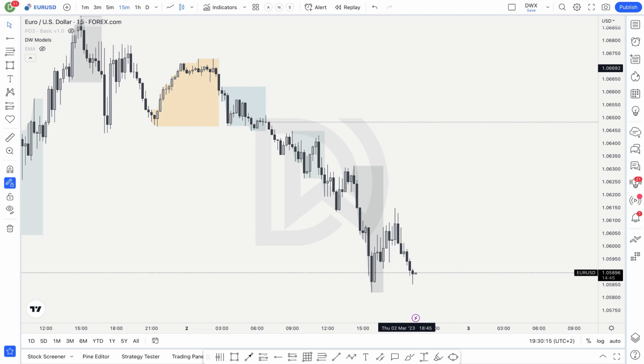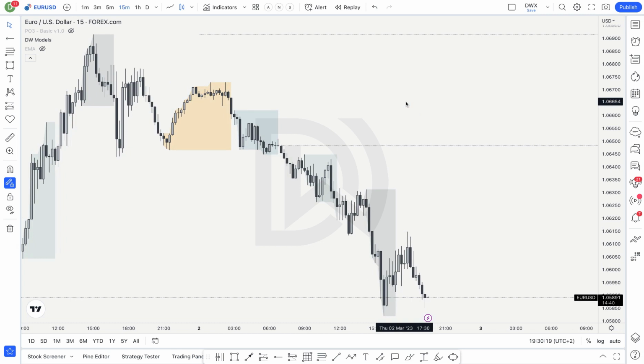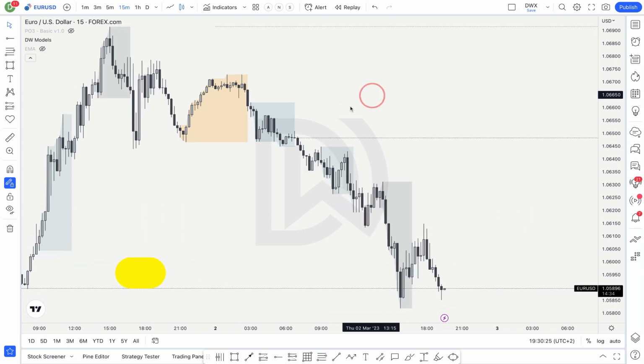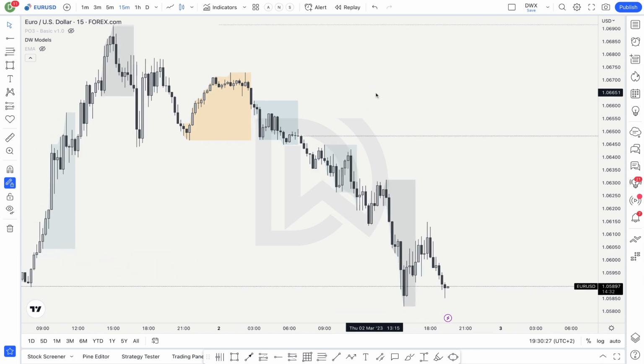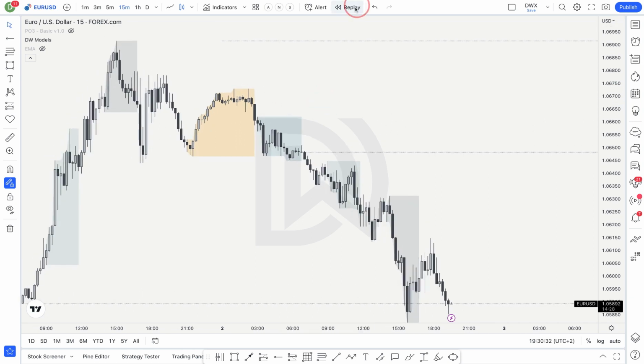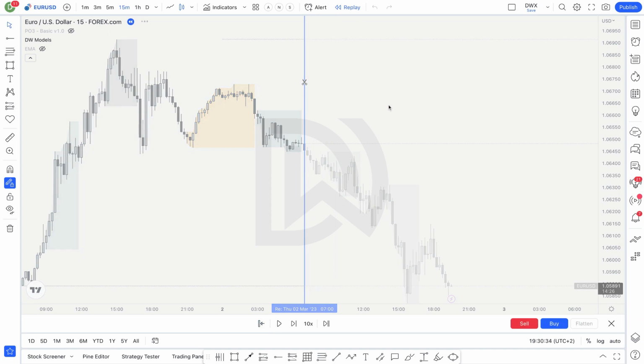Basically, I'm conditioned to look for buy side liquidity to be swept first before taking sells, or sell side liquidity being taken first before looking for buys. So what do I mean by this? If my bias is short, so let's go over here.